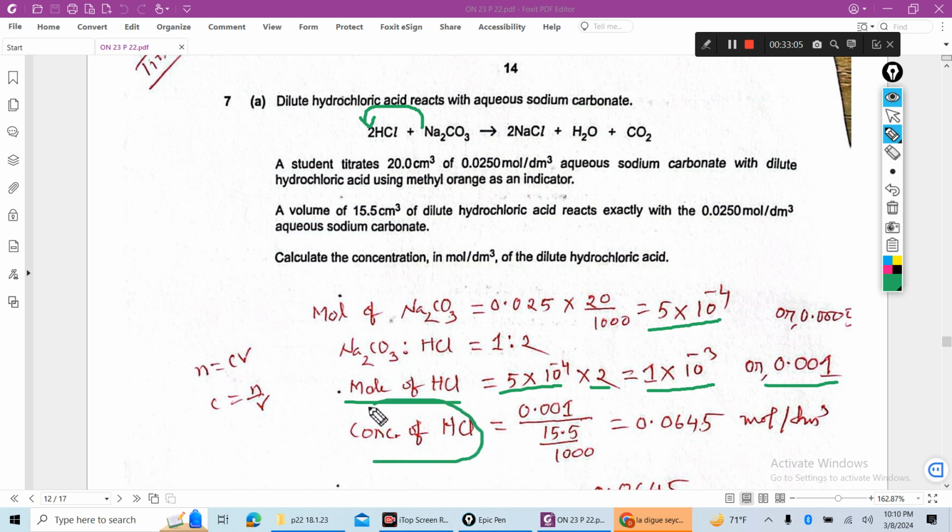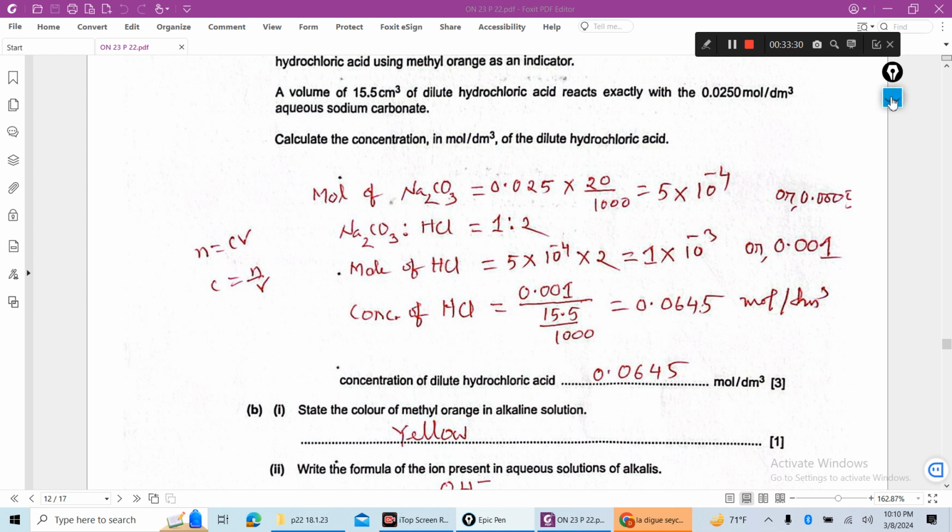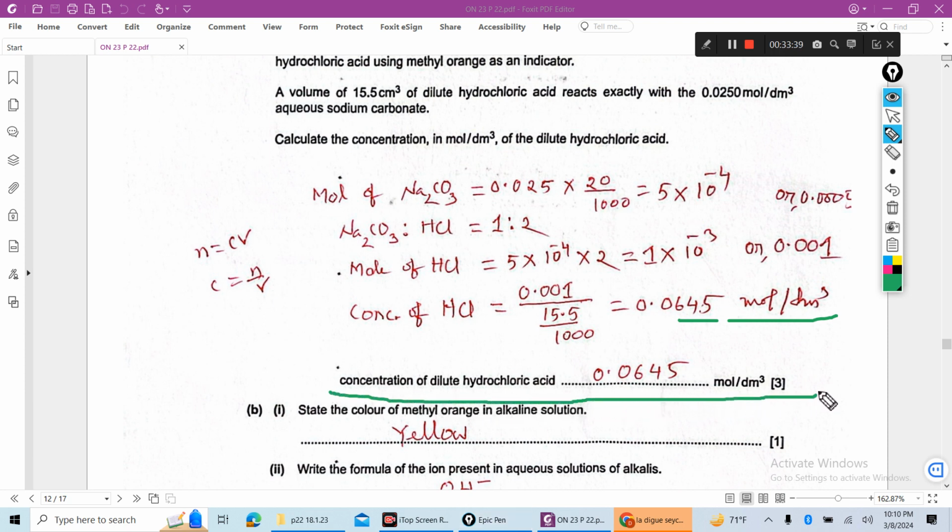Now concentration of hydrochloric acid, you know n equals CV. C means concentration equals number of moles divided by V, meaning volume. So number of moles 0.001, volume is given here 15.5 cm³ divided by 1000, converted to dm³. So this is the answer: 0.0645 mole per dm³ is the concentration of dilute hydrochloric acid.